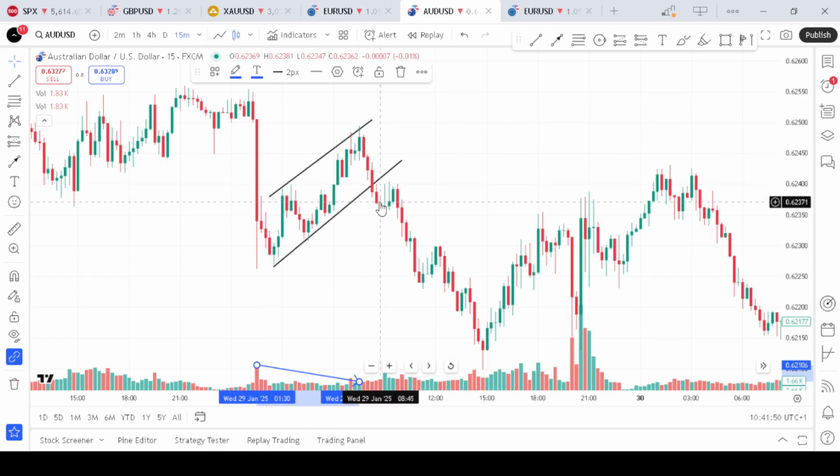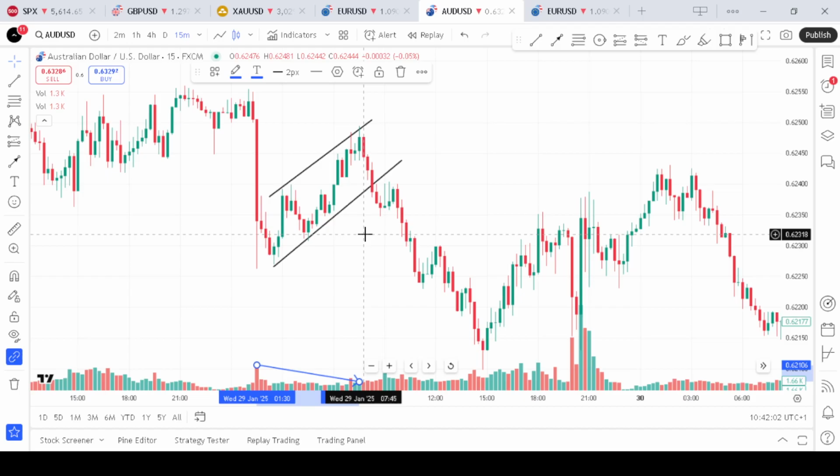Therefore, we wait for a breakout. The third step is to wait for a breakout. Patience is key when trading the downward flag pattern. You wait for price to break below the lower trend line of the flag. This breakout signals the potential continuation of the pattern, and it is crucial not to enter the trade prematurely, as false breakouts could occur.